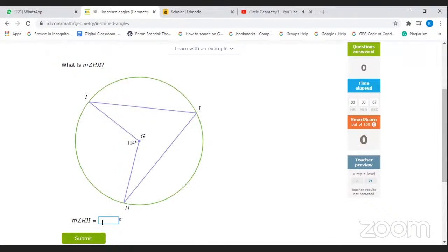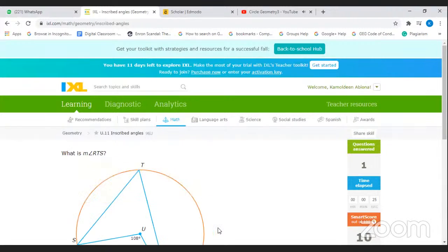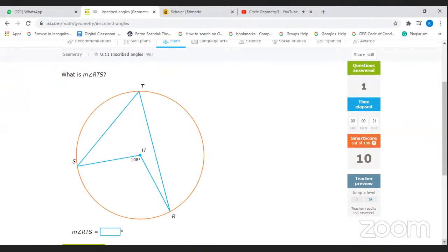Okay, so for this one, yesterday we said the angle at the center is twice the one at the circumference. So HJI is at the circumference. So it will be half of the one at the center. So the answer will be what? 57. The next one, the answer here will be what? The one at the center is twice the one at the circumference. So the circumference will be half of the center now, which is 54.